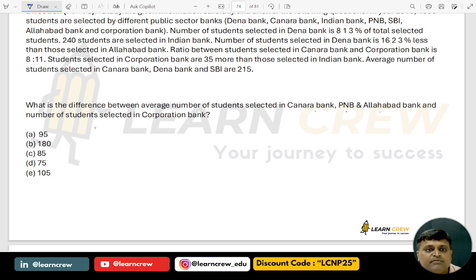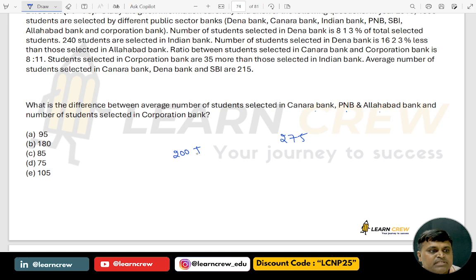Next one. What is the difference between the average number of students selected in Canara Bank, PNB and Allahabad Bank and the number of students selected in Corporation Bank? In Corporation Bank, we already calculated 275. So Canara Bank, how much is the value we got? Canara Bank we got as 200.